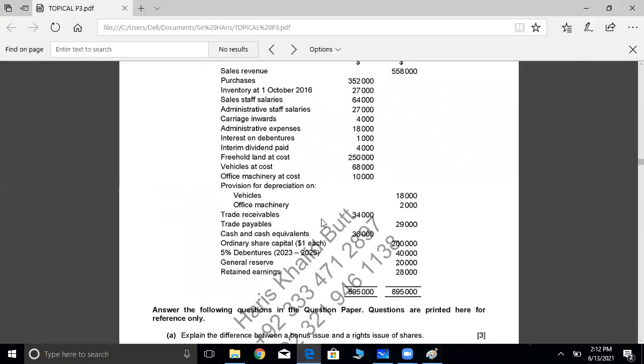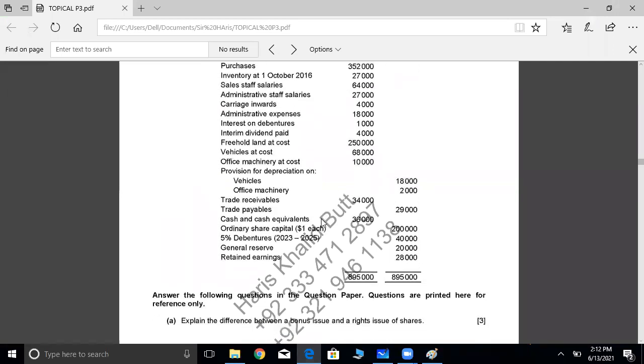So let's see towards the question. Selling expenses is basically given, sales staff salaries are given, which is 64,000. And there are some more things which are going to be added into sales staff salaries. So let's move forward.